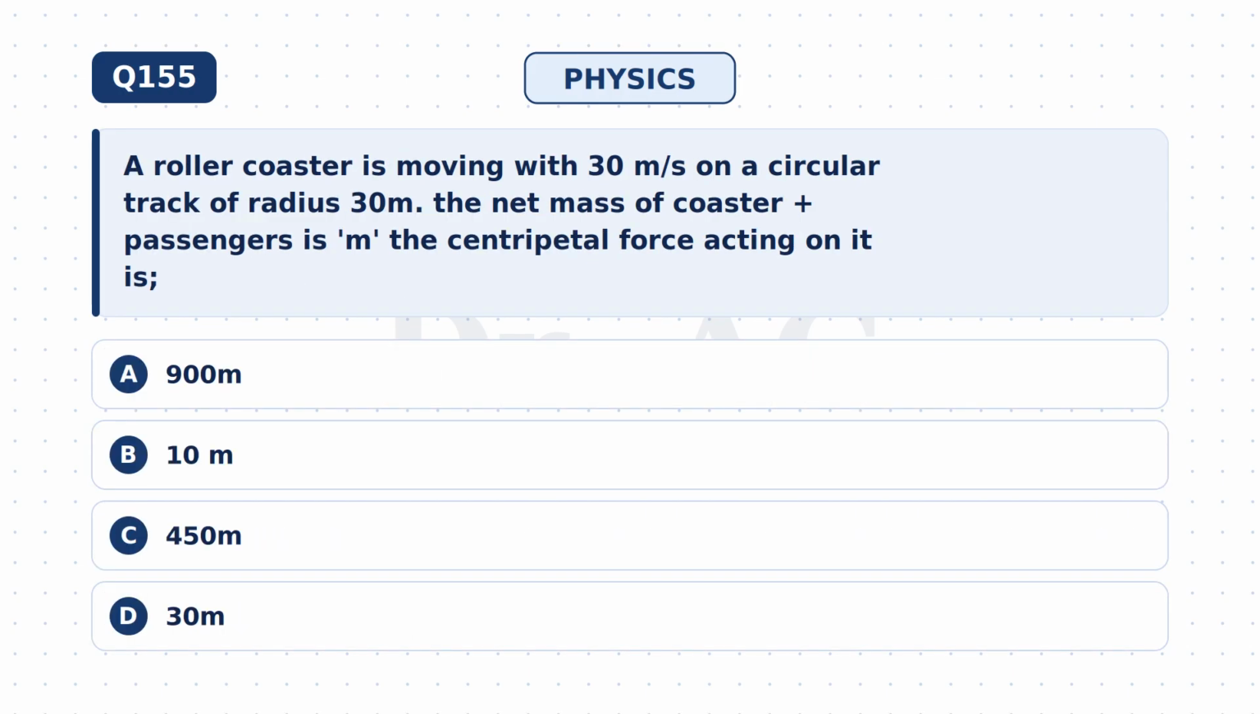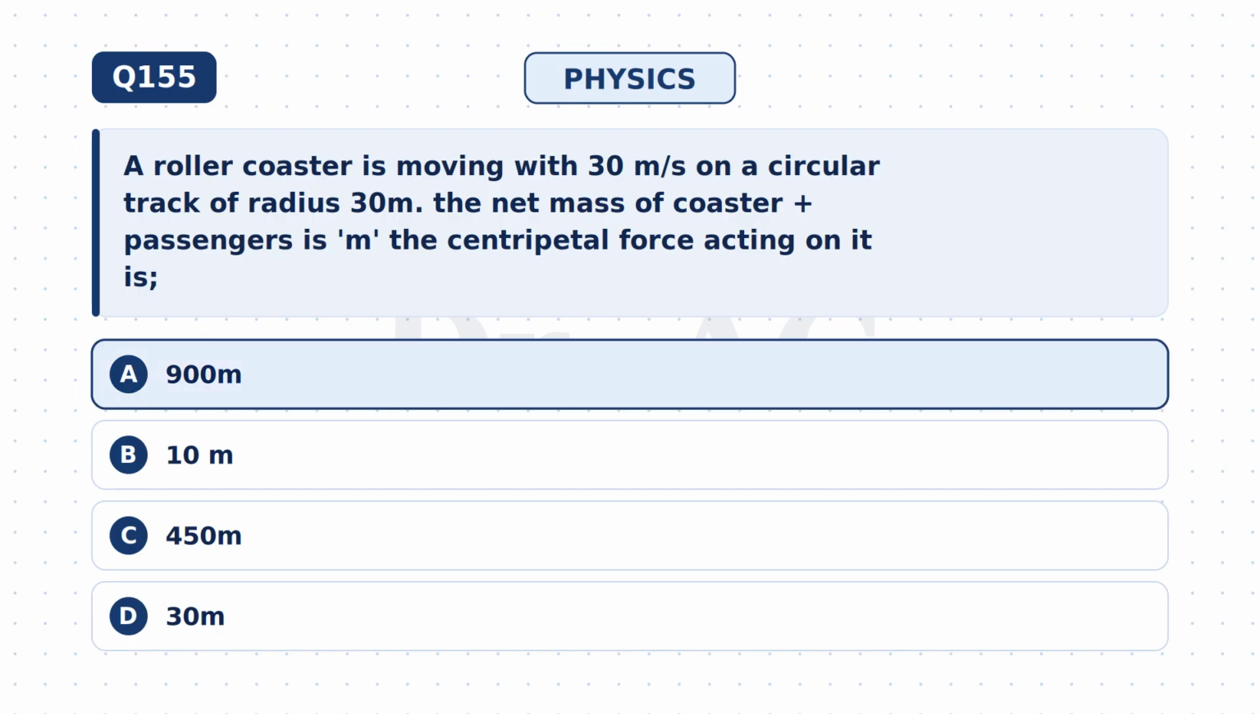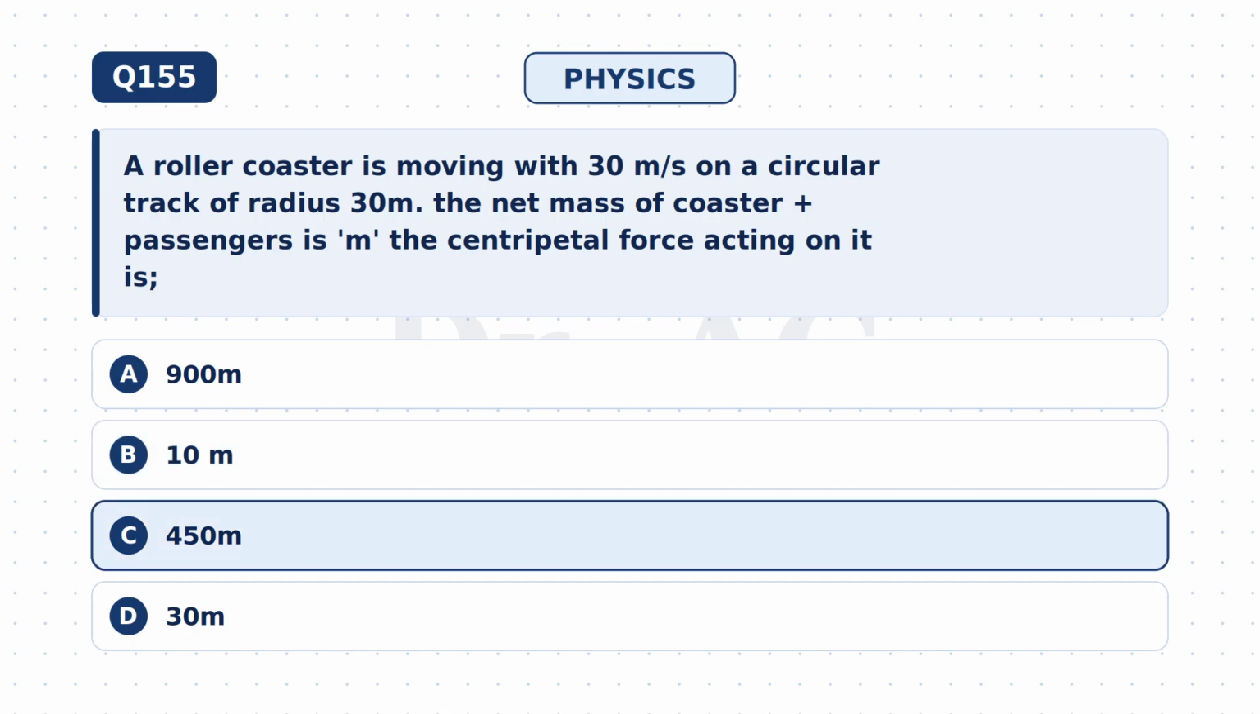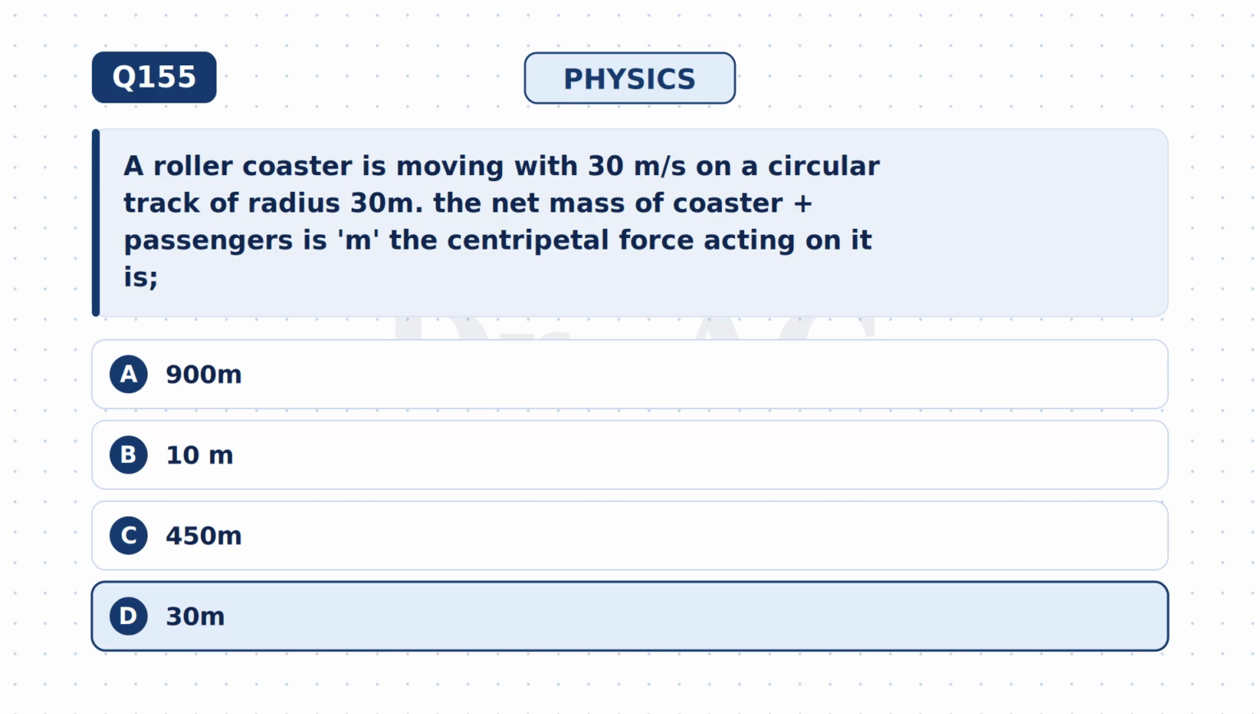The correct answer is B, excitation potential. Question 155. A roller coaster is moving with 30 meters per second on a circular track of radius 30 m. The net mass of coaster plus passengers is m. The centripetal force acting on it is Option A, 900 m. Option B, 10 m. Option C, 450 m. Option D, 30 m.